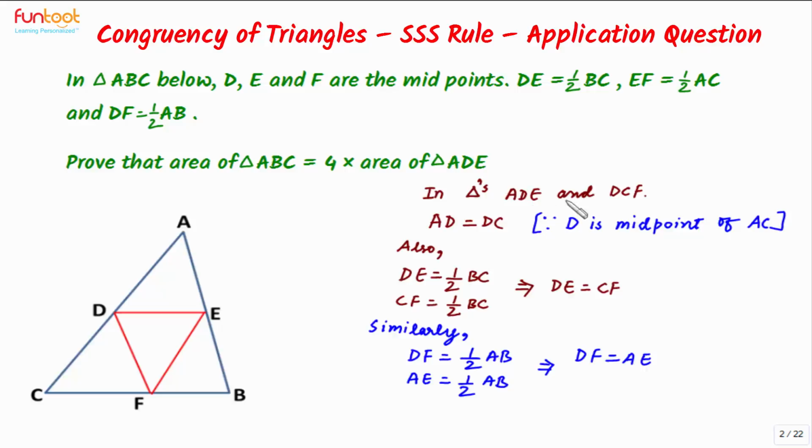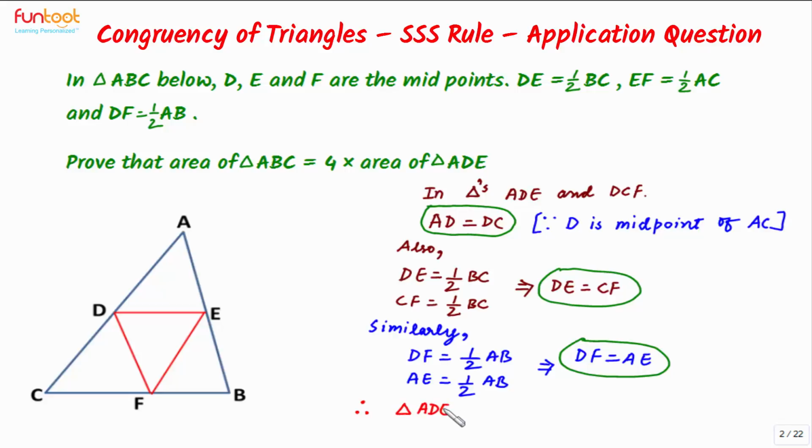Now in triangles ADE and DCF, we have AD is equal to DC, DE is equal to CF and DF is equal to AE. That means all three corresponding sides are equal. Therefore, we can say here that triangle ADE is congruent to triangle DCF by SSS congruence rule.